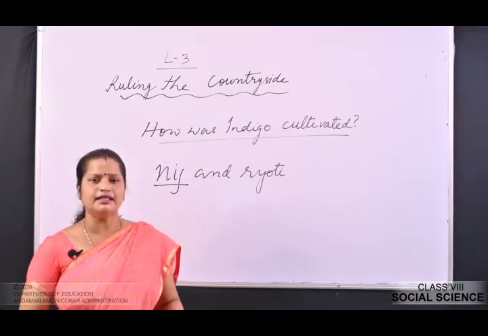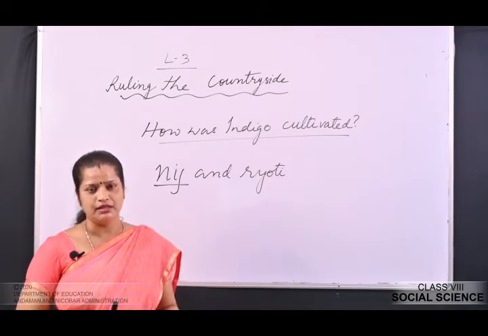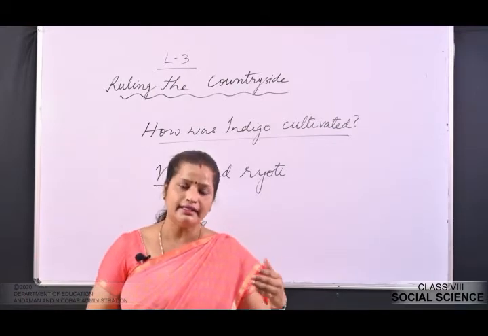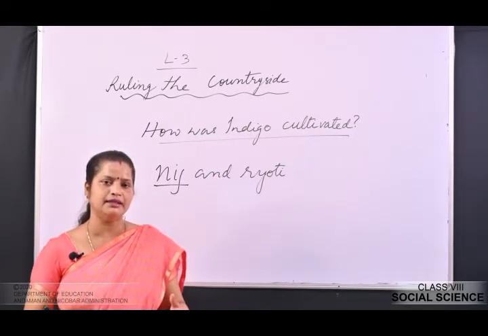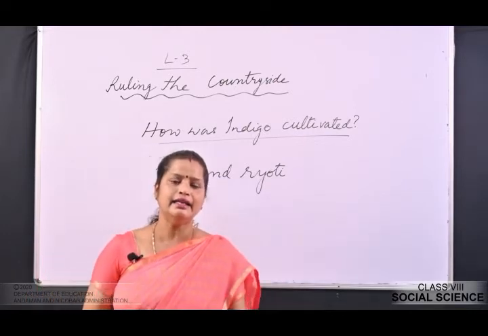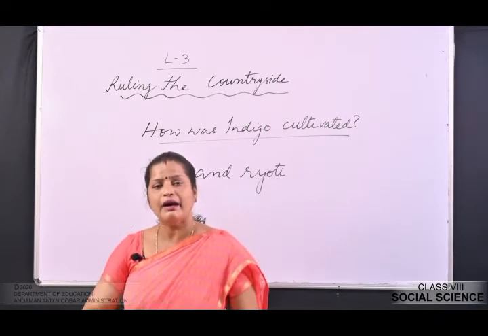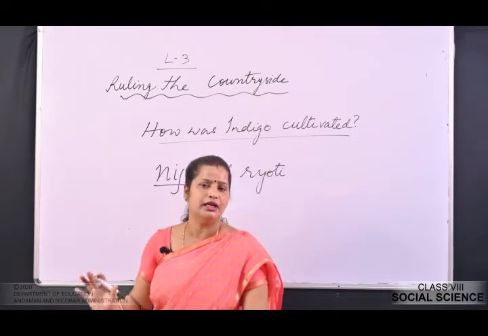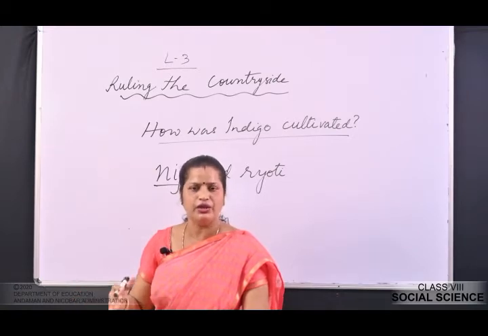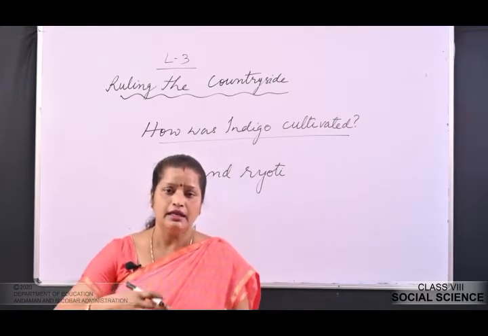The planters found it difficult to expand the area under nij cultivation. Under nij cultivation, the company, the planters, directly brought the cultivation under their control. They used to buy a very big plot of land, in acres, where they could do the indigo cultivation or indigo plantation.